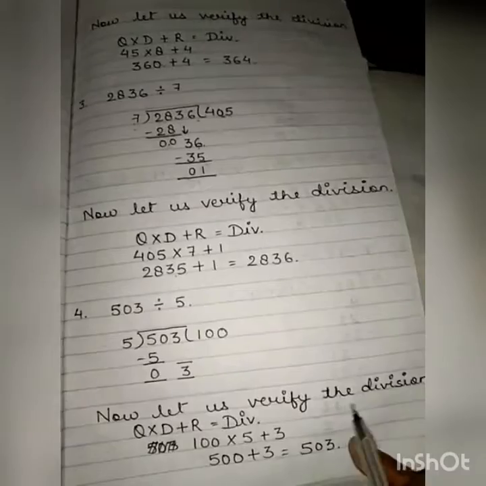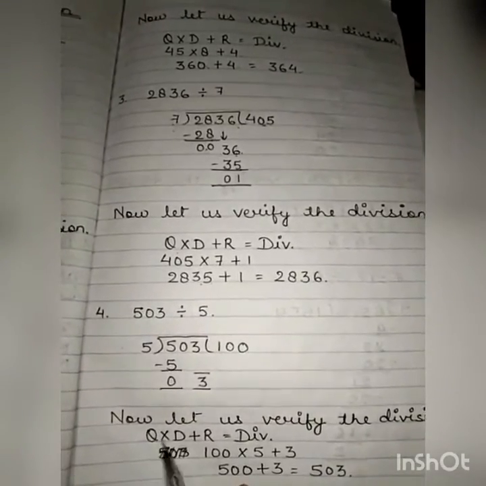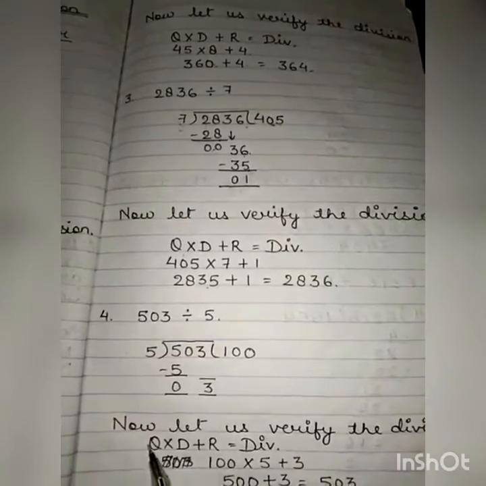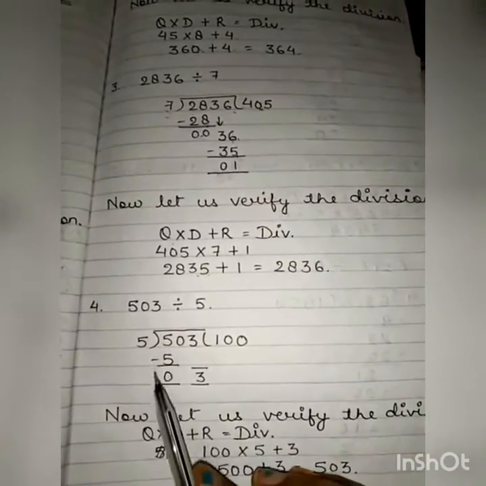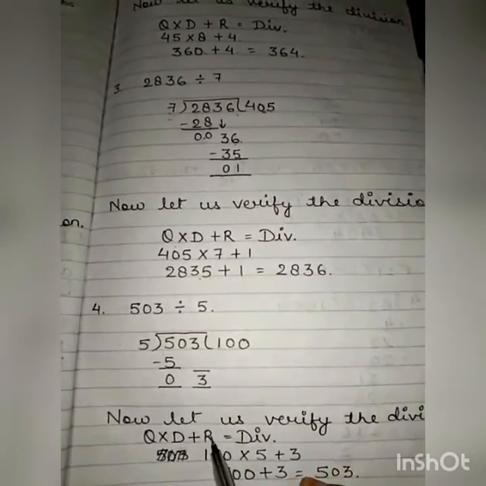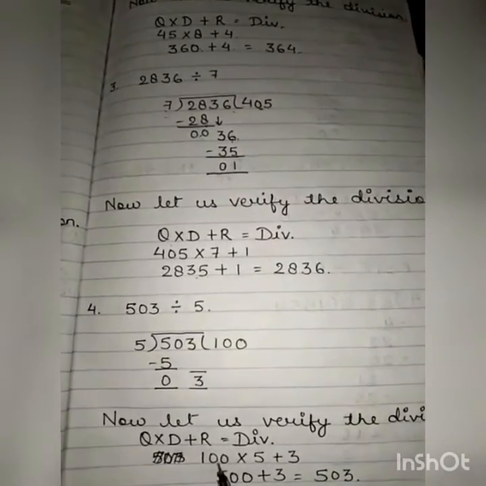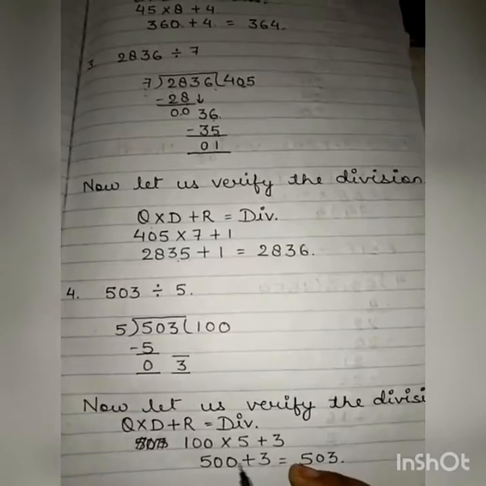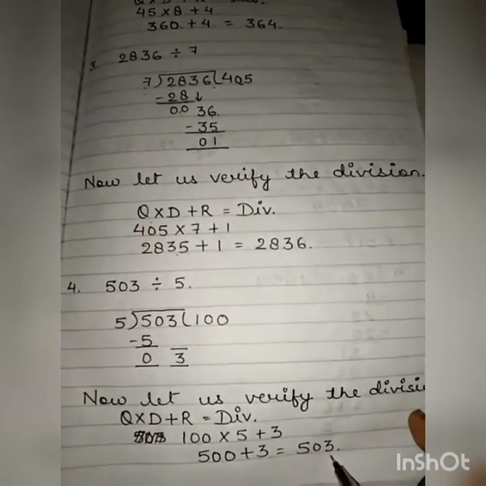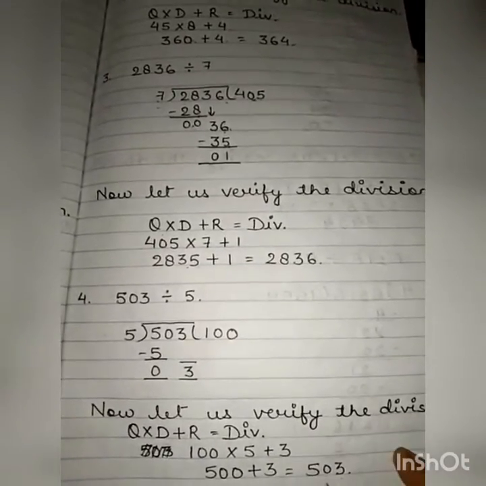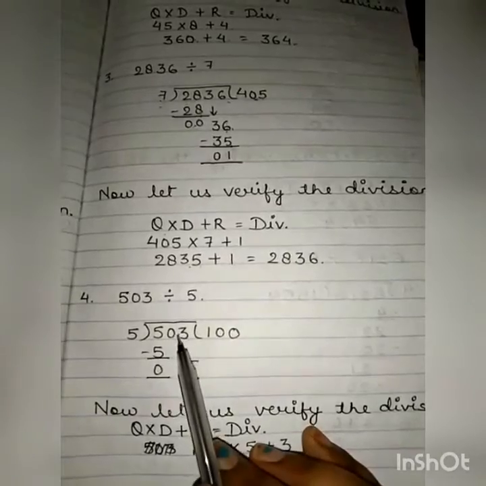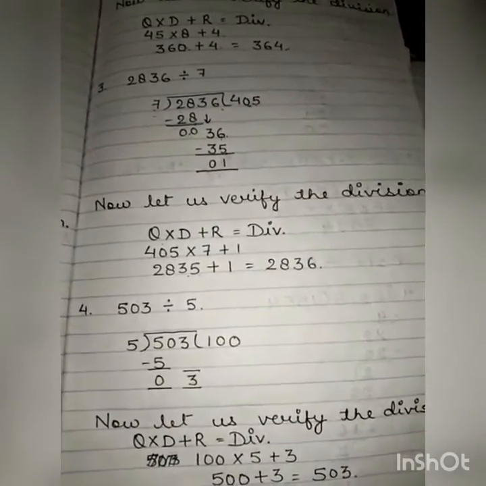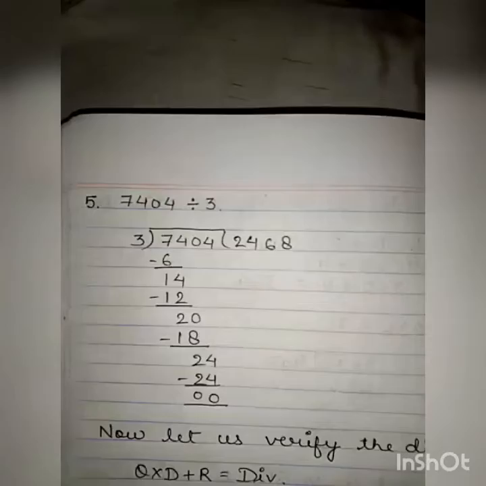Now let us verify the division. Q multiplied by D plus R is equal to dividend. Quotient is 100. Divisor is 5 and the remainder is 3. Now on multiplying 100 by 5, what will come? 500, and 500 plus 3 is 503. So this 503 is equal to the dividend which is given in the question. So it means that our division is correct.